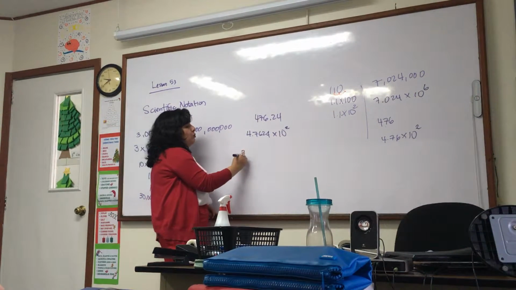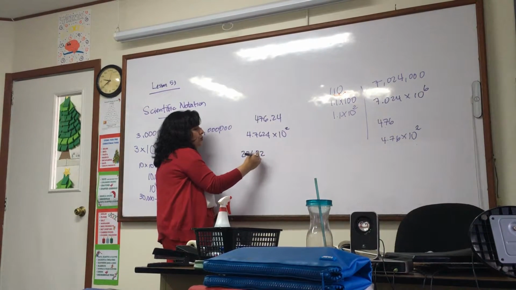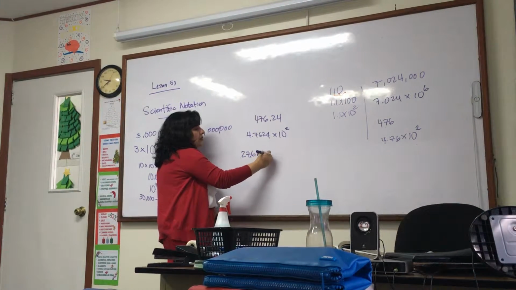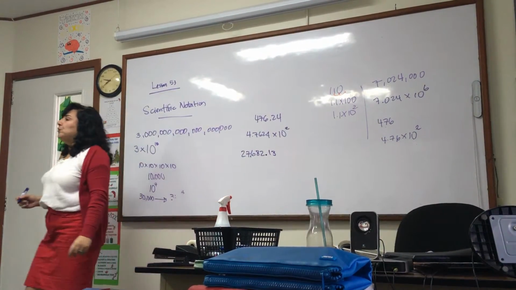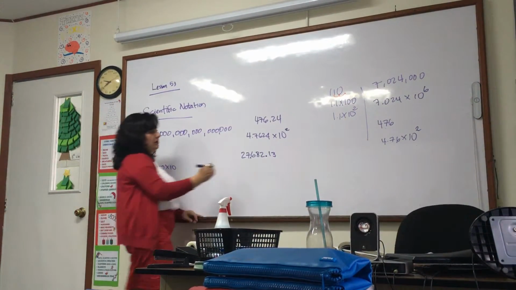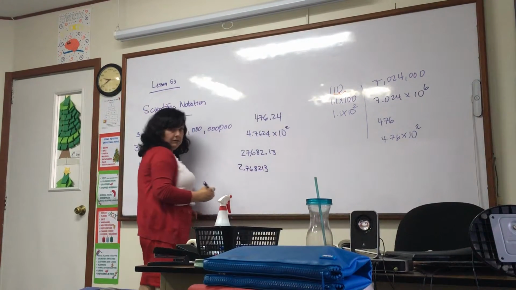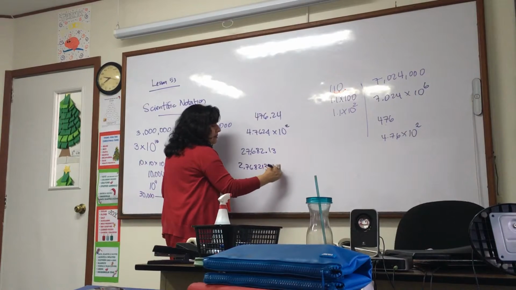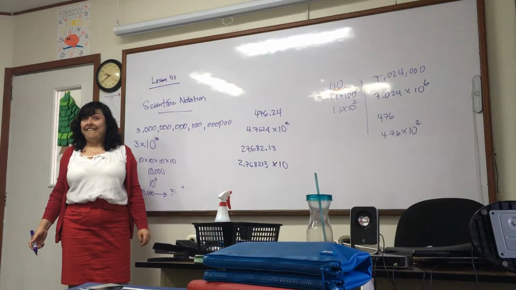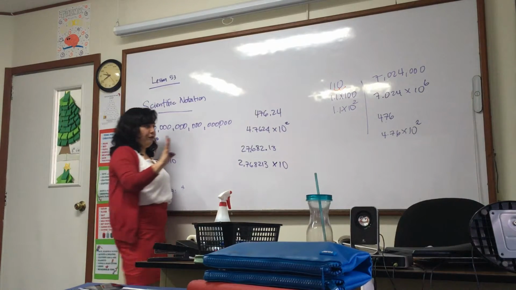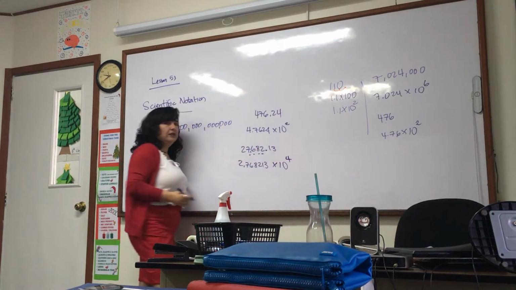So what would this be? 27,682.13. How would you write that in scientific notation? 2.7682 times 10 to the 1, 2, 3, 4, 5. To the 4. Oh, so I was kind of wrong. 1, 2, 3, 4. Okay.